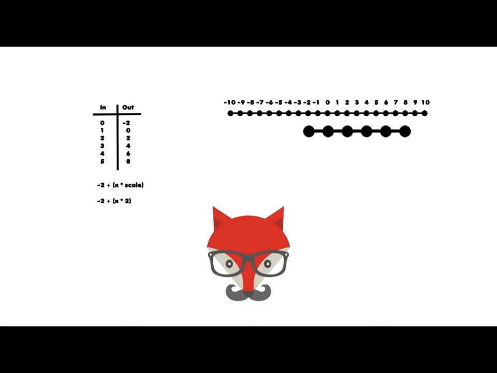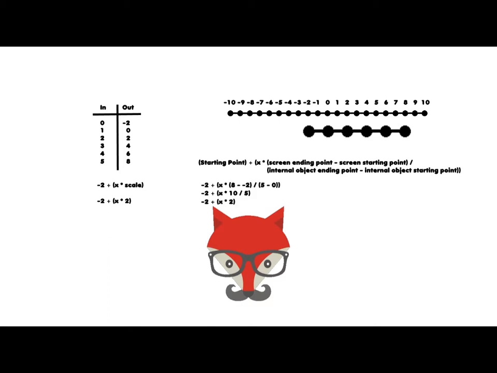How do we determine our scale? Divide the difference between our screen points, 10, by the difference in our internal object's points, 5. So the general formula would be starting point plus x times screen ending point minus screen starting point divided by internal object ending point minus internal object starting point. Substituting our values back in gets us to our original formula.